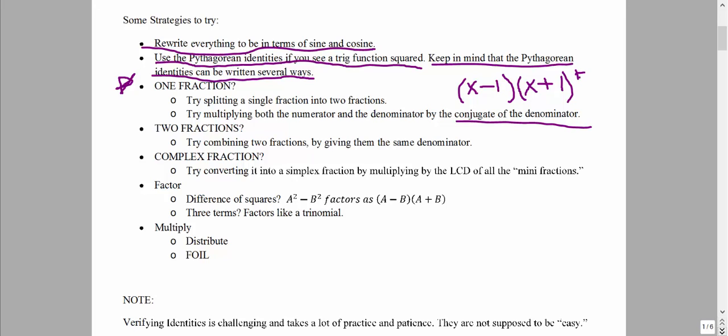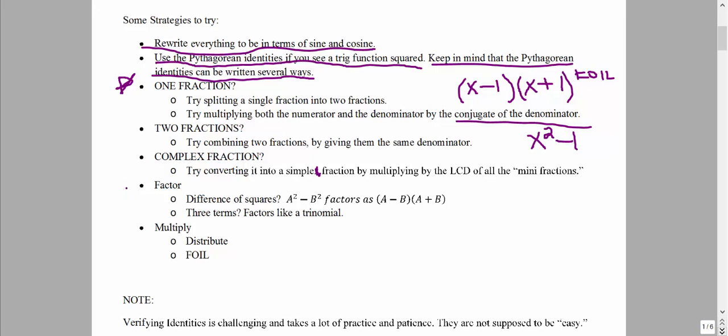So if you think back to using that process of FOIL, if I was to multiply these two together, I would get x squared minus 1. So sometimes it's very convenient to take our fractions and multiply by the conjugate of the denominator. And we'll show a couple of examples of that and why it's useful. But that's one of the strategies we want to have at our disposal. If we have two fractions, we would try to give them the same denominator and combine them into one fraction. If we have a complex fraction, we would try to change that to a simple fraction by multiplying by the LCD of all the little fractions.